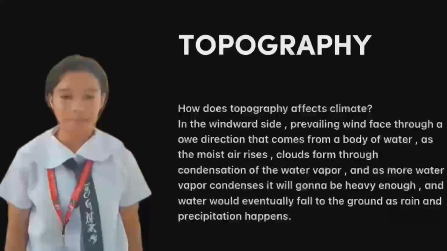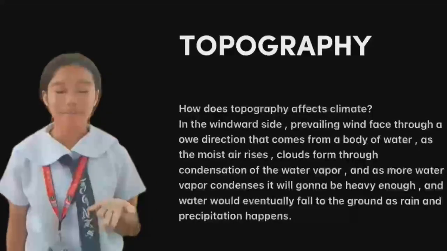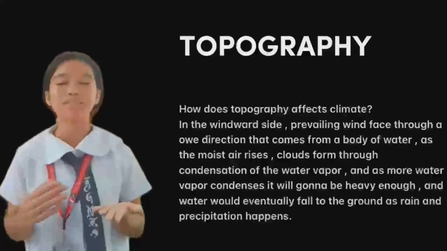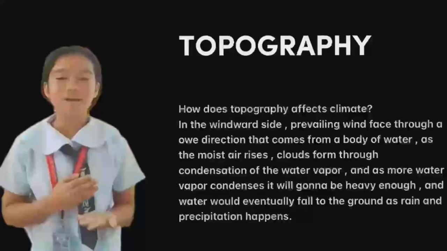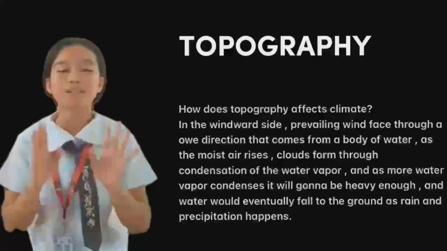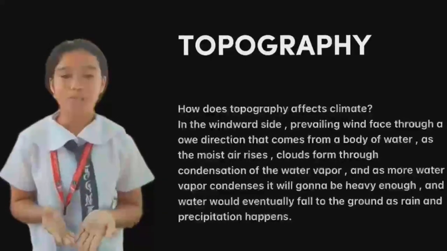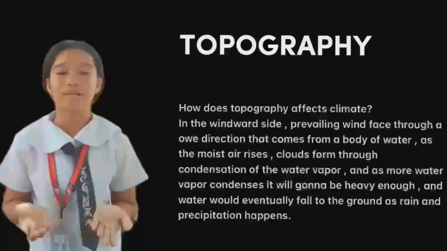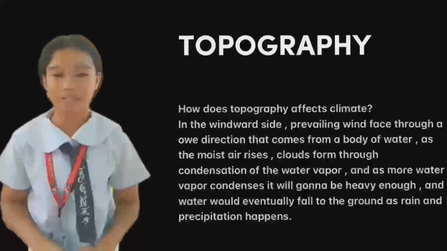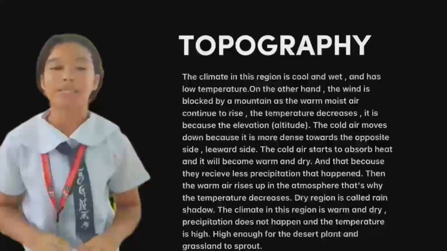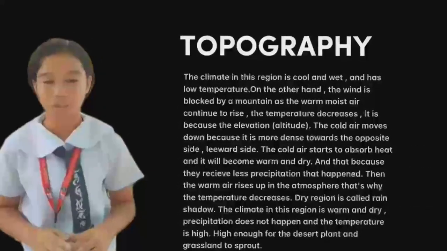Topography of Earth. The windward side is where the prevailing wind faces one direction and comes from a body of water. As the moist air rises, clouds form through the condensation of water vapor. As more water vapor condenses, it becomes heavy enough and water eventually falls to the ground as rain, and precipitation happens. The climate in this region is cool and wet and has low temperature.